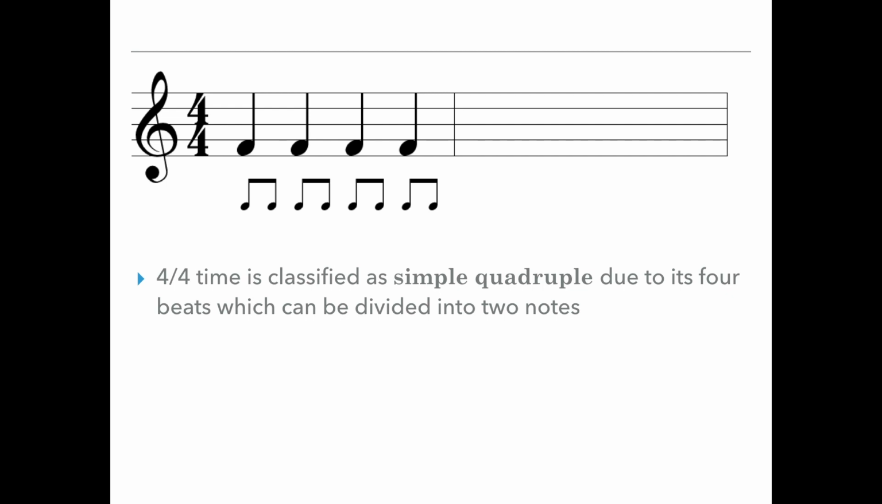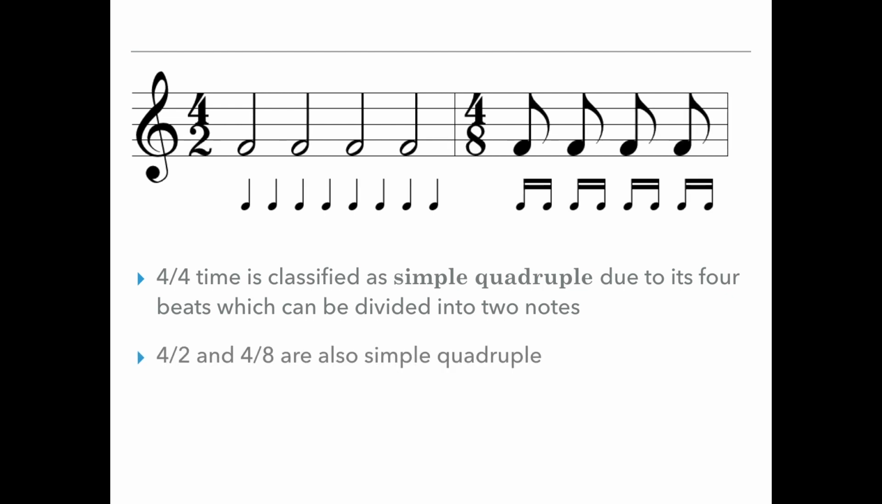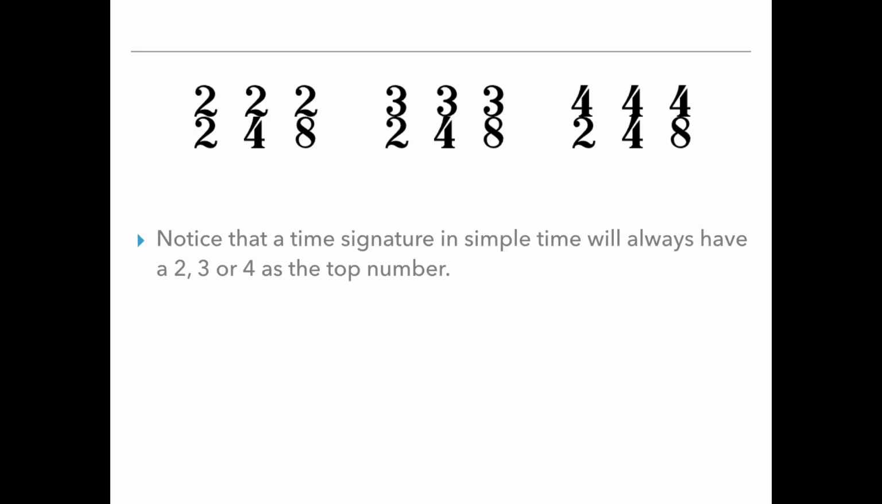One more example of simple time is 4/4. This means 4 crotchet beats per bar. You can see the 4 crotchets there, and each of those crotchets can be divided into 2 equal semiquavers. So this is simple quadruple time. Quadruple meaning 4 beats. And another couple of examples of simple quadruple time: 4/2 is 4 minim beats per bar, and 4/8 is 4 quaver beats per bar.